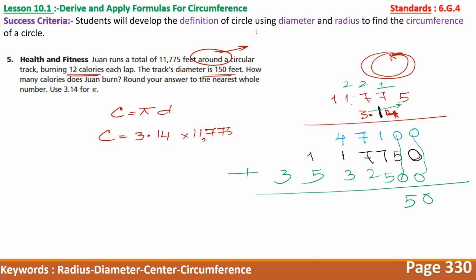8 plus 5, 13, 3, 1 up. 7 plus 7 is 14. 14 plus 1, 15. 15 plus 2, 17. 7 down, 1 up. 4 plus 1 is 5. 5 plus 1, 6. 6 plus 3, 9. 5 plus 1 is 6 and 3.